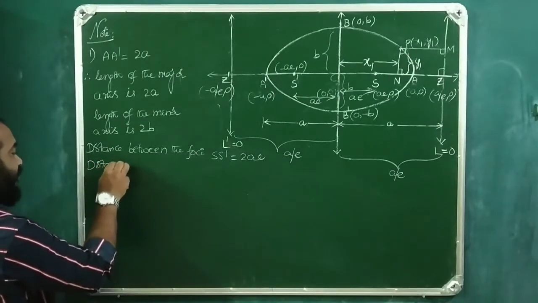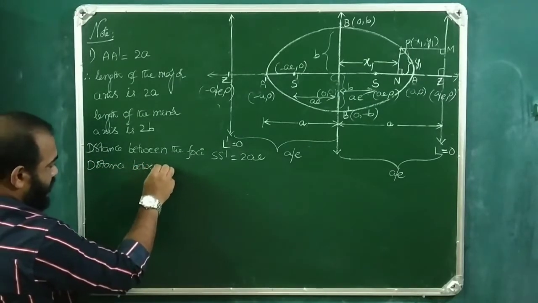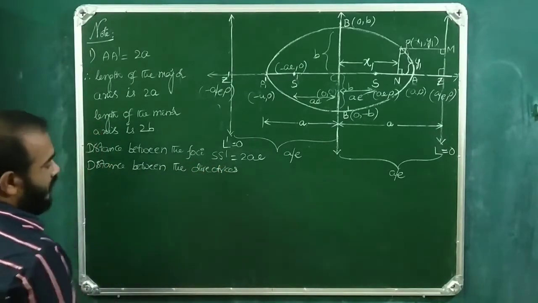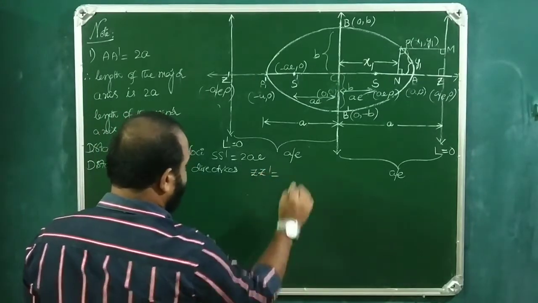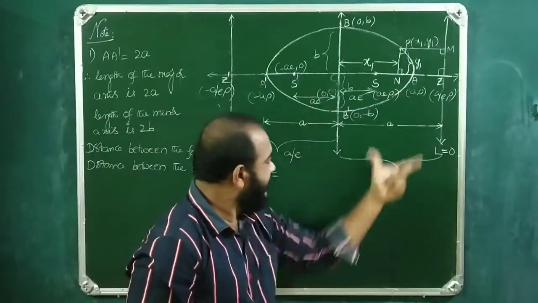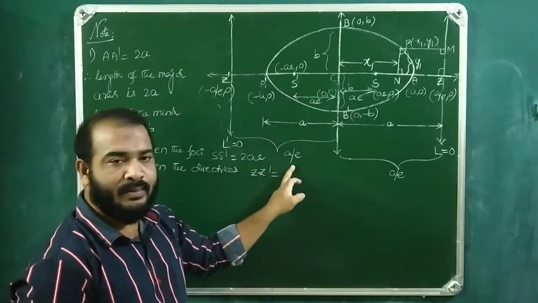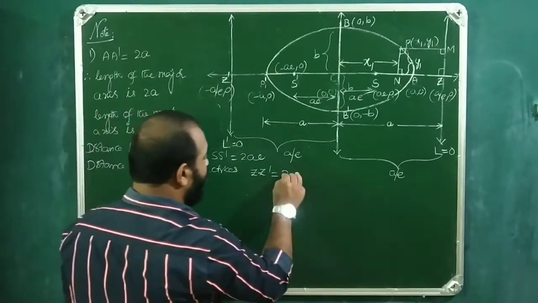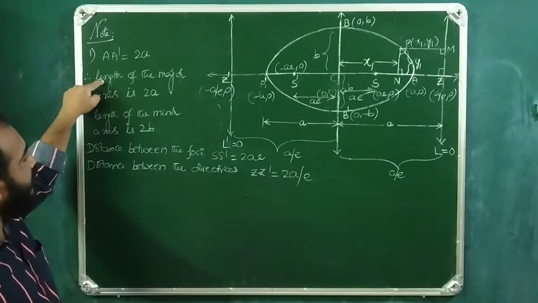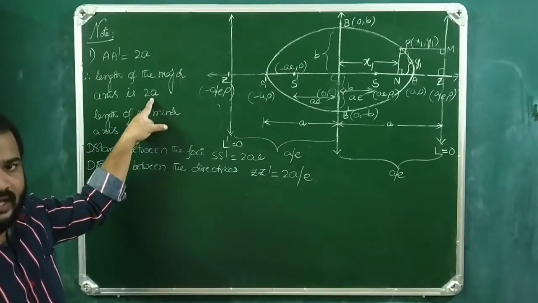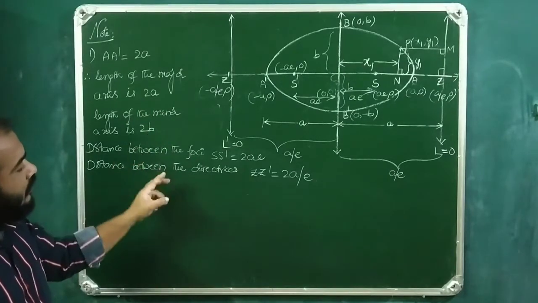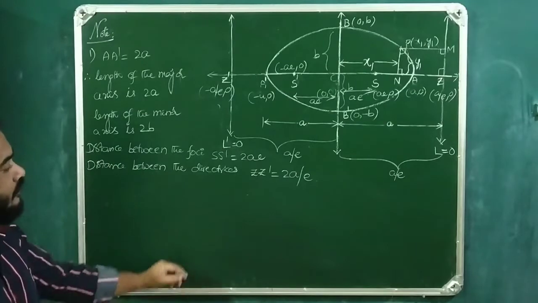Distance between the directrices is ZZ dash. ZZ dash is nothing but CZ plus CZ dash. CZ is A by E, CZ dash is A by E. A by E plus A by E, 2A by E. So, likewise, the length of the semi-major axis is A, and the length of the semi-minor axis is B.